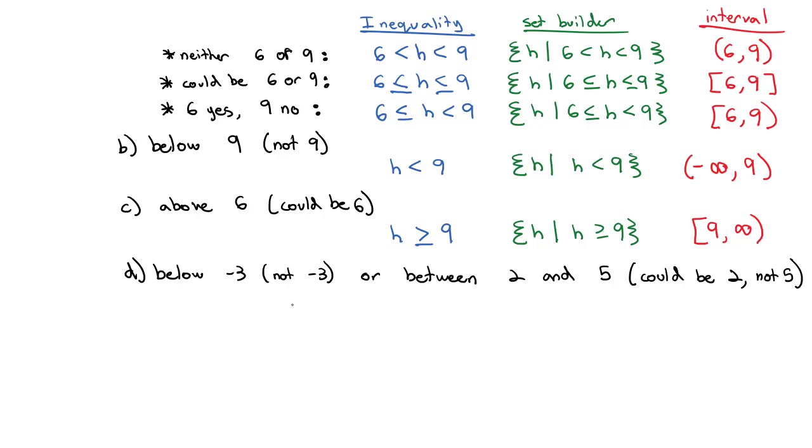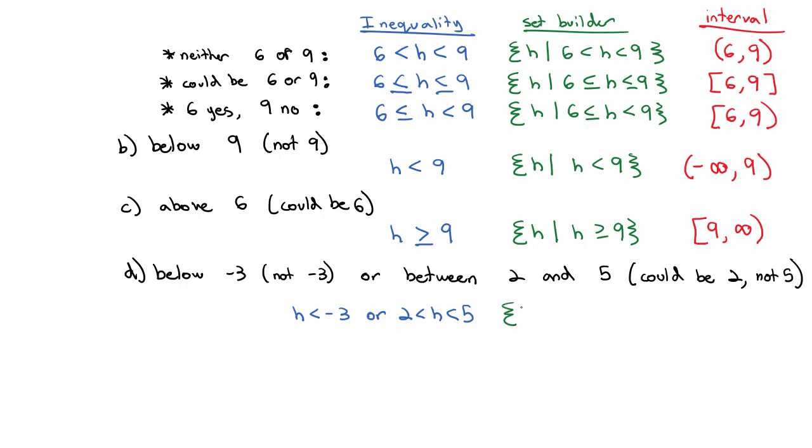Well, for the inequality, the first part says below negative 3, so we'll say H is less than negative 3. Not actually equal to negative 3. And then to show we're going to do a second part, we just write the word or. And then we say between, so the H is between 2 and 5. And that builds what we call a compound inequality by using the or in between.